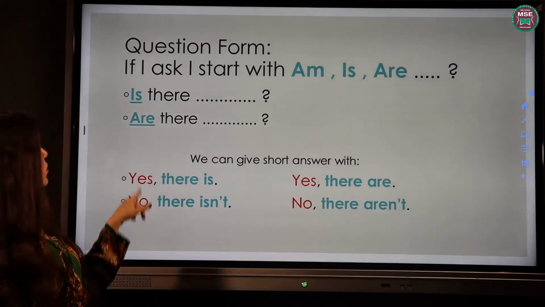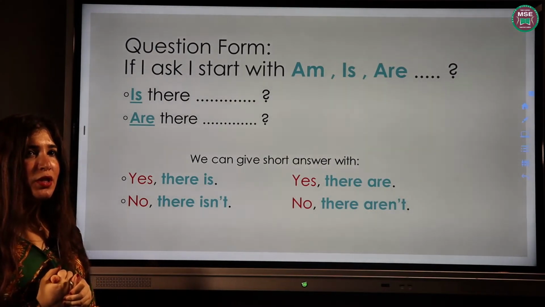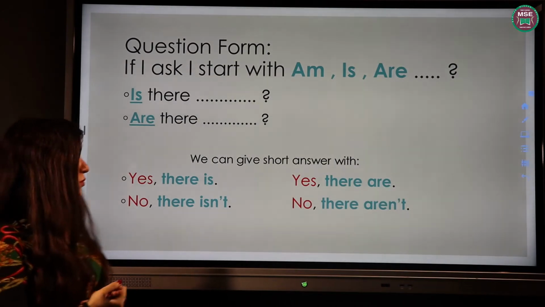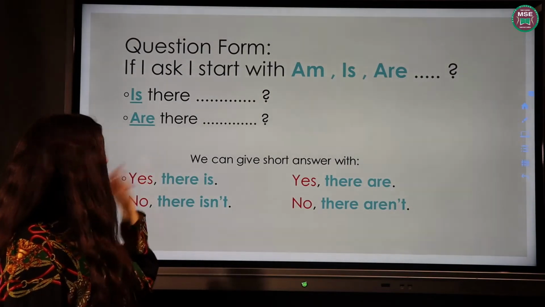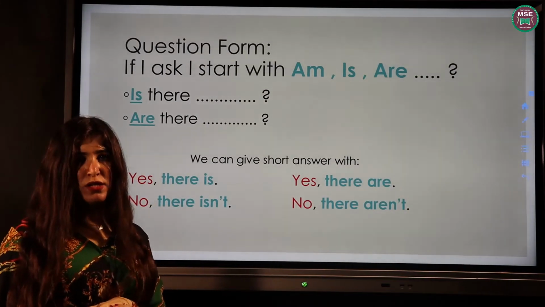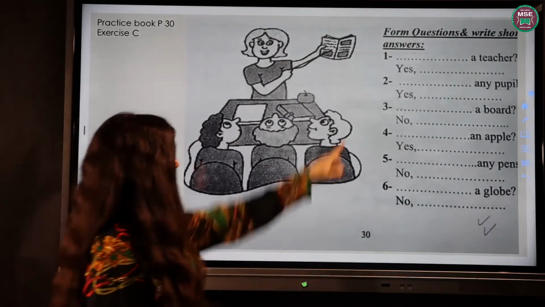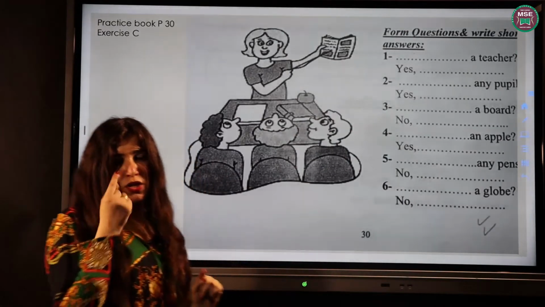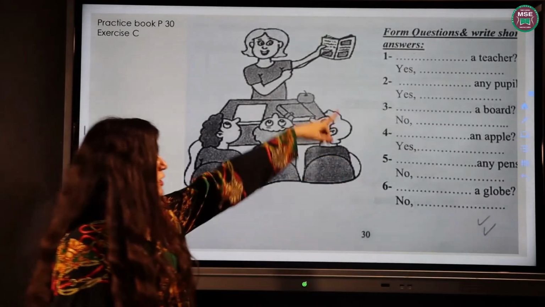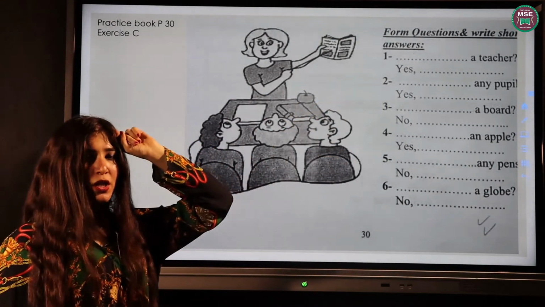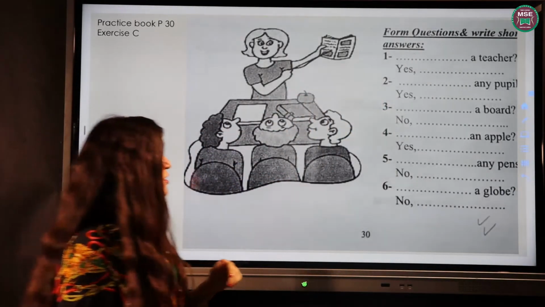Okay, so I want an example for yes. How can you tell me an example? Okay, is there a chair inside the class? Yes, there is. Are there books inside the class? Yes, there are. Okay, a teacher, one teacher. So it will be is or are. Who can tell me? Excellent. Is there a teacher? We have yes in the answer. So we write what? Yes, there is.